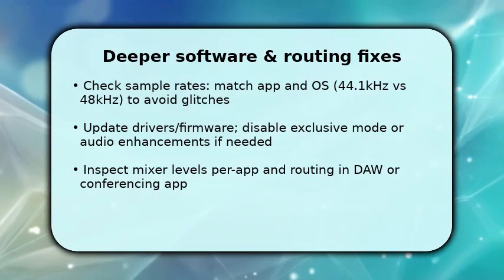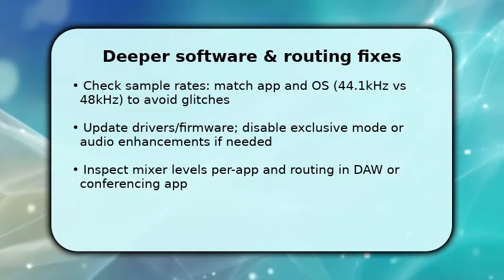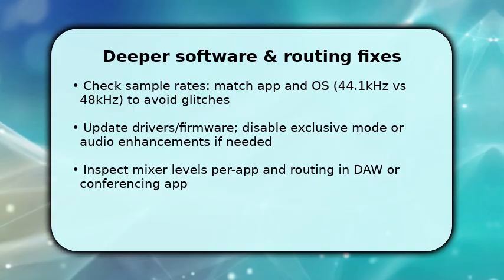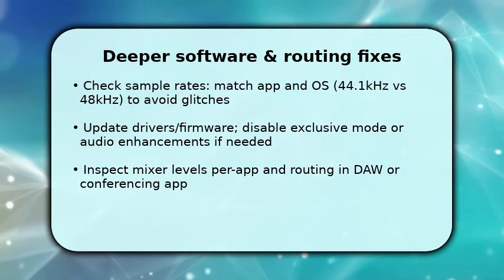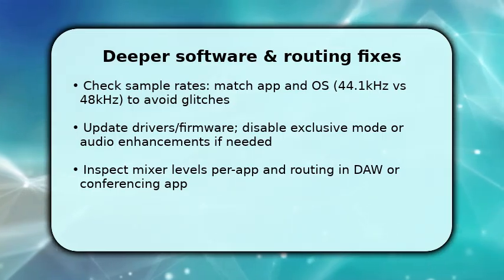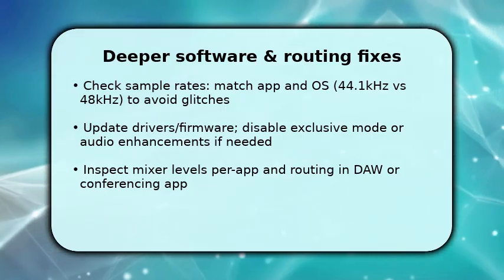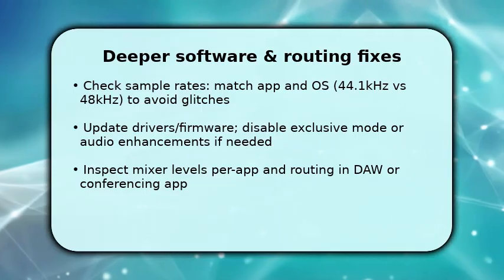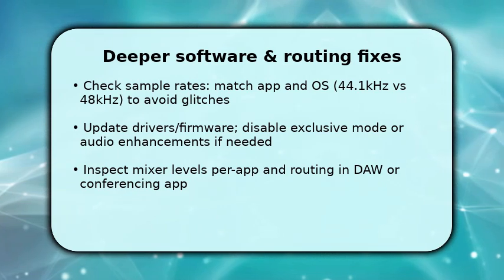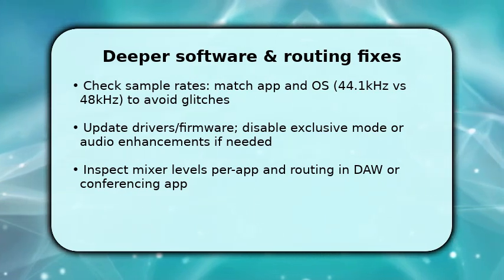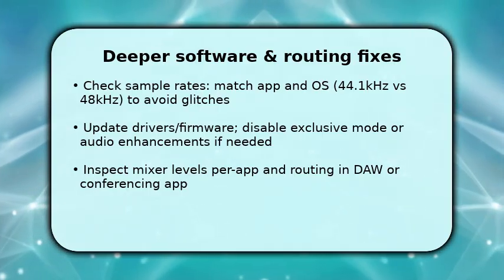You now tackle the routing and software mismatches that cause subtle issues. Start by matching sample rates between your app and OS, 44.1K HD versus 48K HD mismatches cause clicks and dropouts. Then update audio drivers or firmware, because outdated drivers often break stability. Make sure exclusive audio modes or sound enhancements are disabled so multiple apps can use audio. Once those are set, inspect per application mixer levels and the DAW or conferencing routing to ensure signals follow the correct chain without unintended attenuation or feedback.